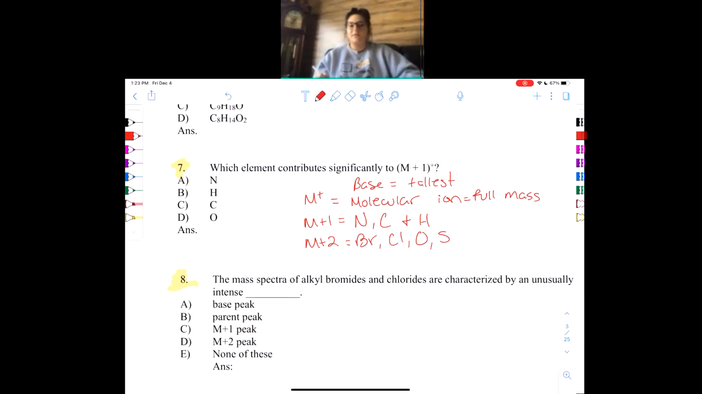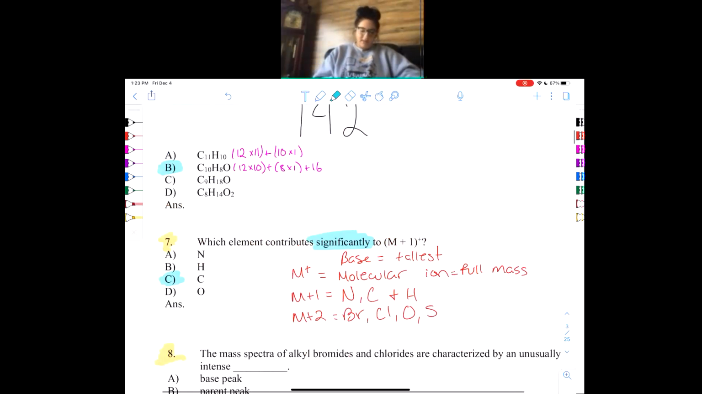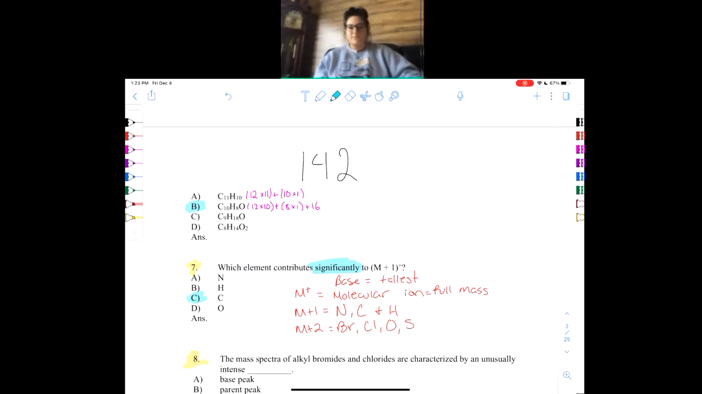Cool. So now that we have reviewed all of that, the thing that's important about this question is which element contributes significantly? So out of nitrogen, carbon, and hydrogen, which one do you think has the most significant contribution? Carbon. Perfect. And someone said, what was the answer to the last question? It was B. And yes, someone answered my next question, which is the reason it's C, or carbon, is because of the carbon-13 isotope. Perfect.